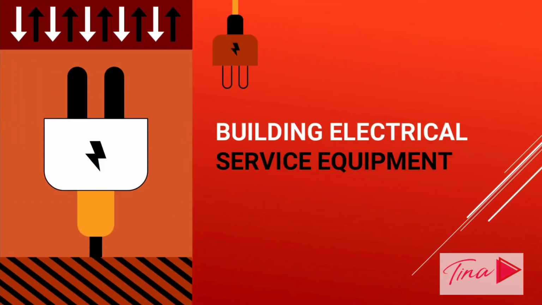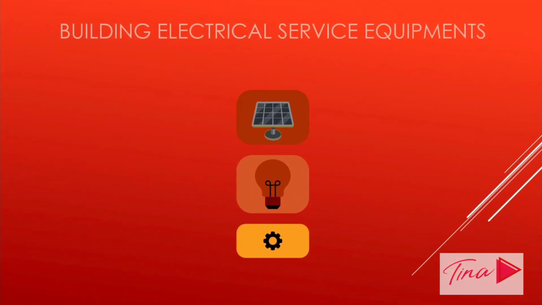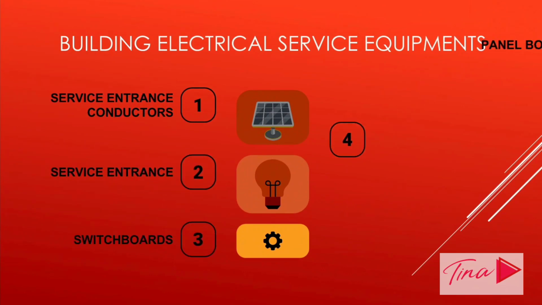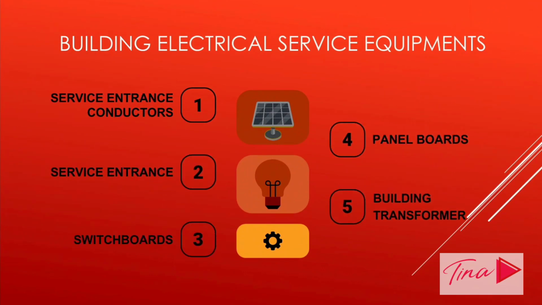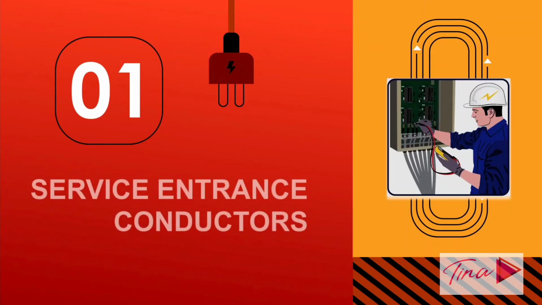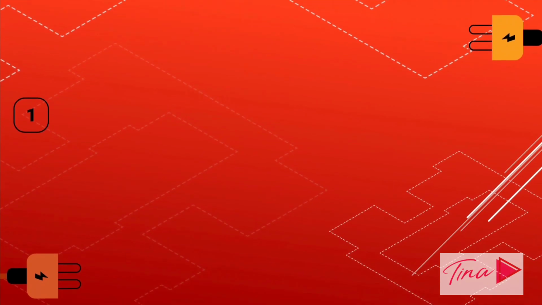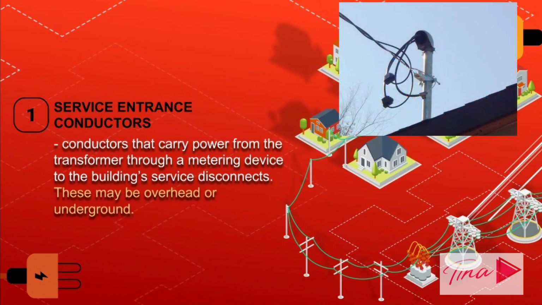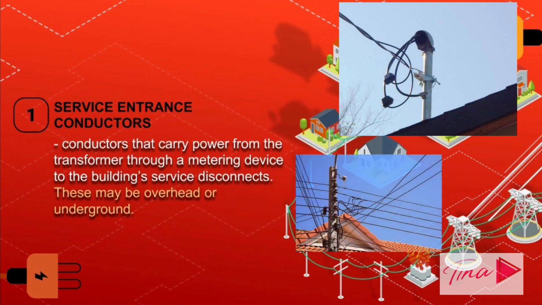Next, we have building electrical service equipment. Under the building electrical service equipment, we have the service entrance conductors, service entrance, switchboards, panel boards, and building transformer. Let us start with service entrance conductors. When we say service entrance conductors, these are conductors that carry power from the transformer through a metering device to the building service disconnect. These may be overhead or underground.